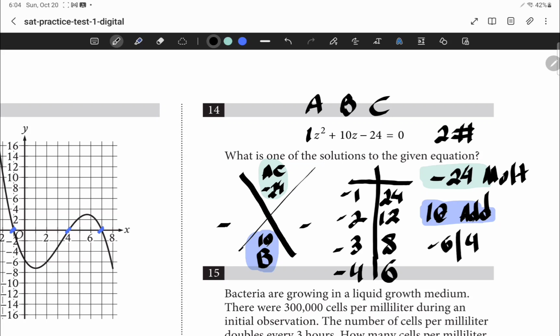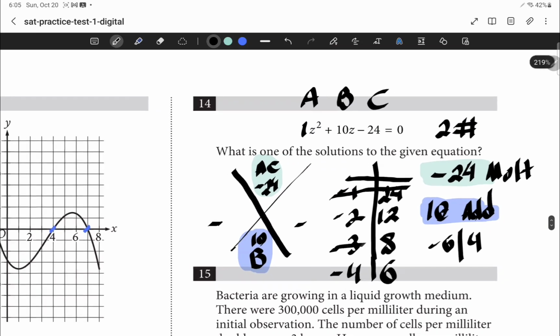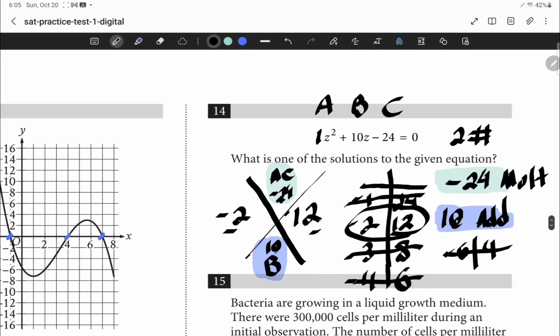Now, which of the two, if I add them, is going to give me a positive 10? Well, obviously not this one. That one's way too high. Not this one, not this one, and not this one. So the only one I can pick is that one right here. So it's going to be negative 2 and 12.